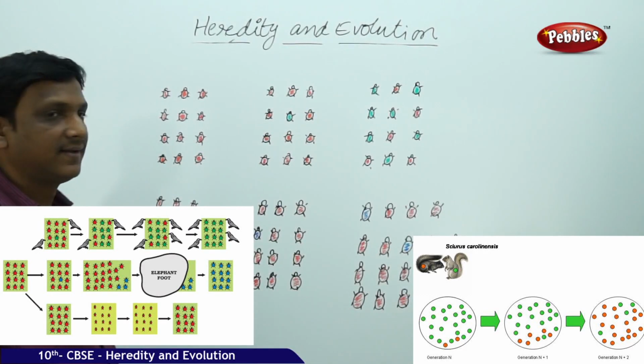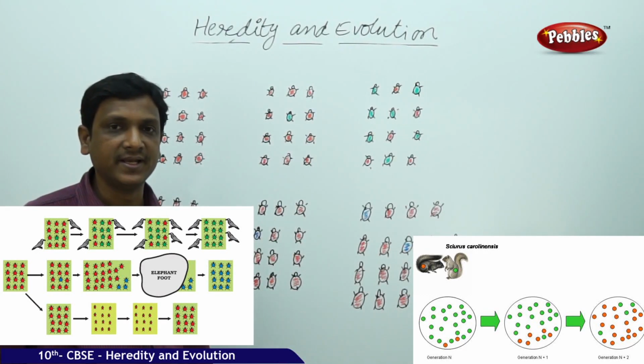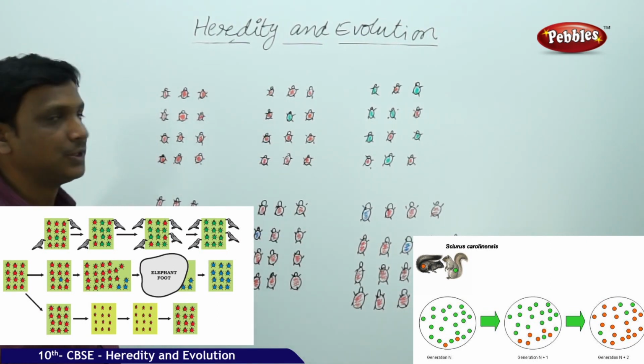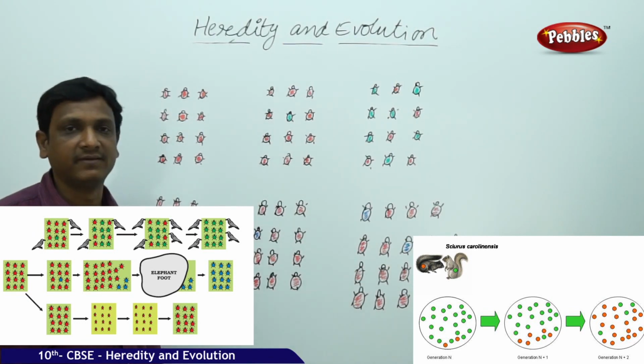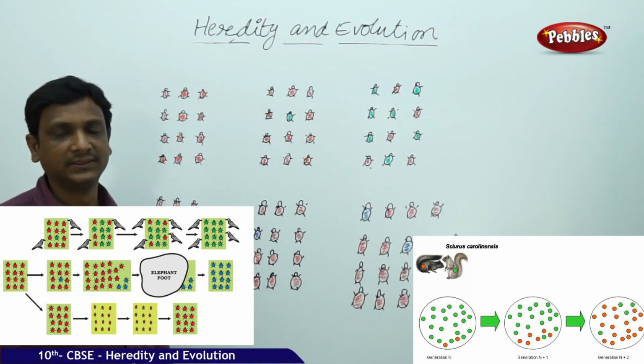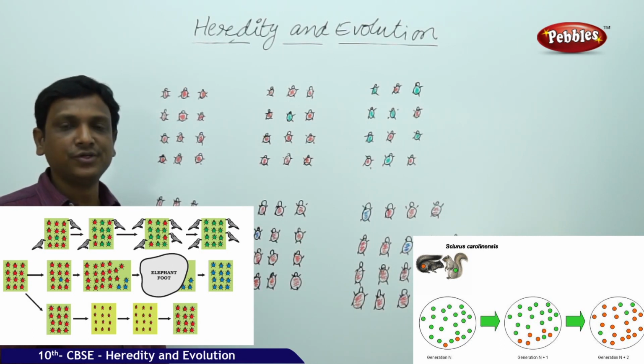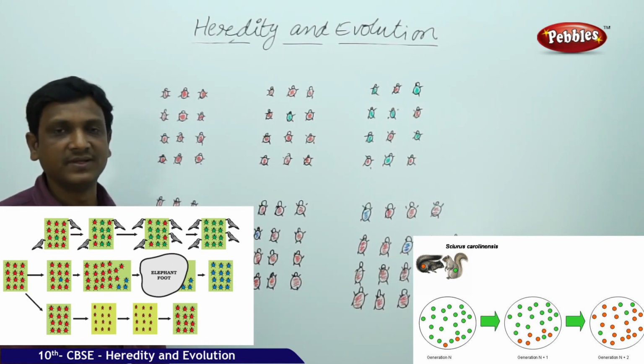So here we have seen how variations are inherited from one generation to another. The second part is evolution. We learned about heredity, now let us see evolution. Both are linked together. Evolution means the formation of a new species, which is a very gradual process.